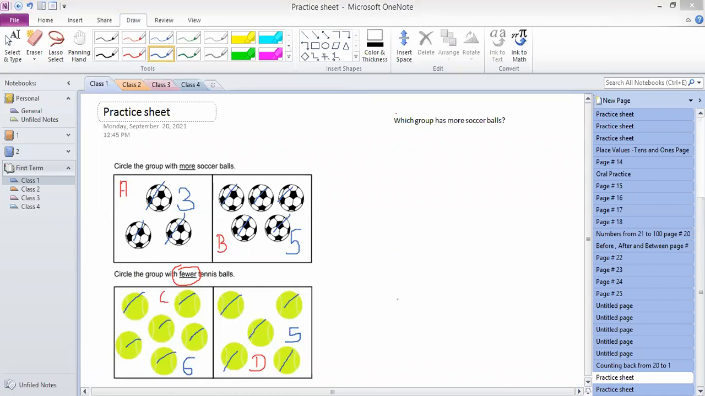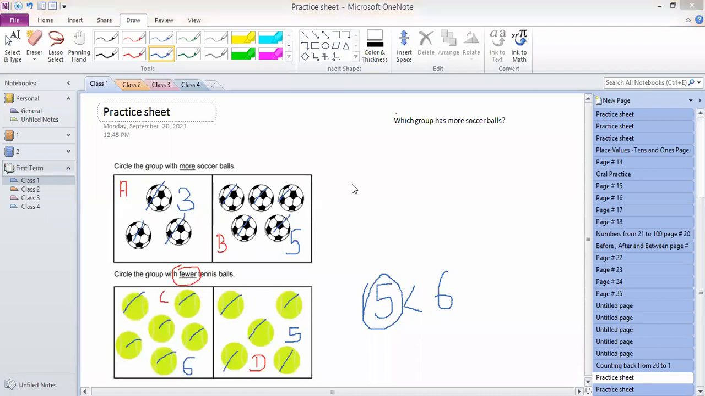5 is smaller than 6. 5 is smaller or less than 6. So group D has fewer tennis balls than group C. Or you can say group C has more tennis balls than group D, because group C has 6 balls, whereas group D has only 5 balls. So group D has fewer tennis balls than group C.